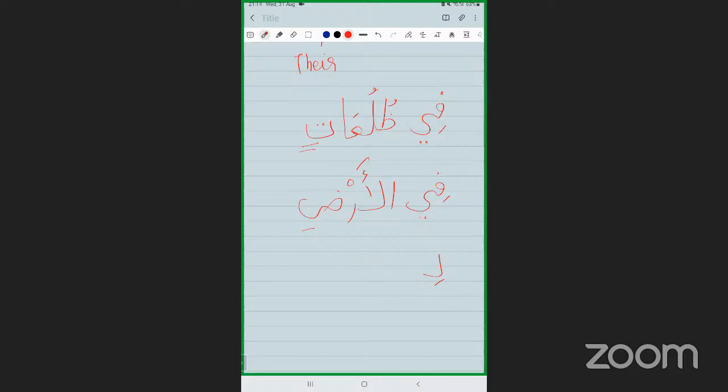Acha, what is the meaning of Li? For. And here, if I write Allah and put Li before the laam of Allah, it becomes Lillahi. There is one Li and there is one name Allah. So what is the meaning of this Lillahi? For Allah. Lillahi ma fis samawati wa ma fil ardi.